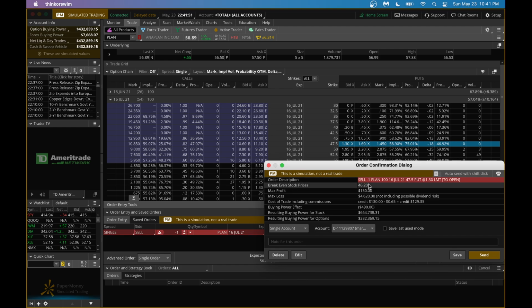So you don't need to wait till the 16th of July. If the stock goes up after the earnings, you could buy back your put option and make money that way.